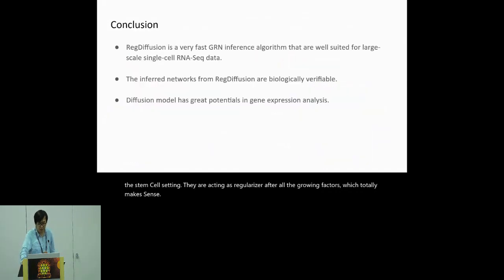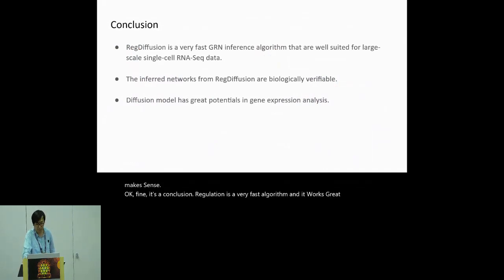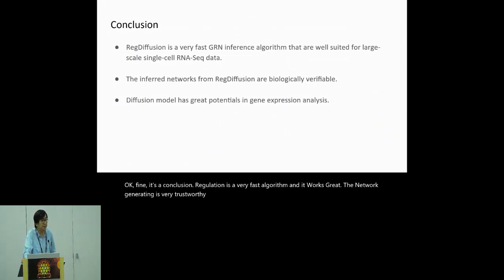Okay, finally, the conclusion. RegDiffusion is a very fast algorithm, and it works great. The network generated is very trustworthy. And also, as one of the first diffusion models in this field, we think it has great potential in single-cell analysis and in network inference.